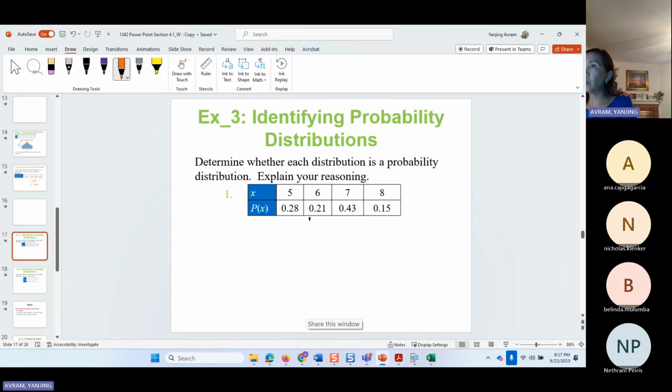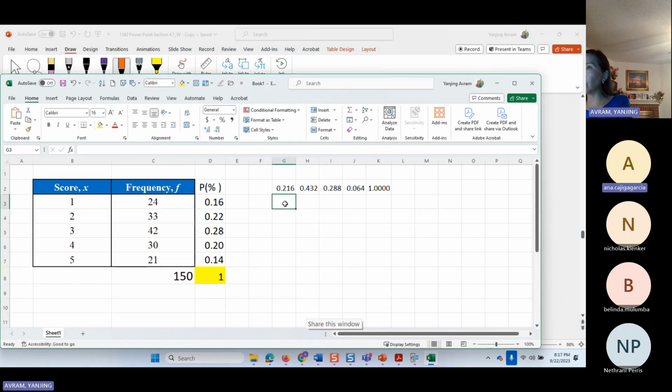Okay, let's look at this one right here. Is this a probability distribution table? Well, we have X values from 5 to 8, all right? And each probability is positive and less than 1, right? But you need to add all these probabilities together to see if the sum is equal to 1, okay? So if I add these together, let's see.